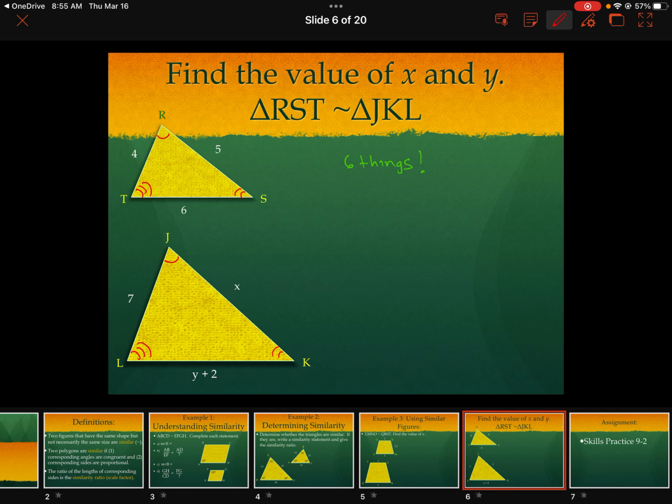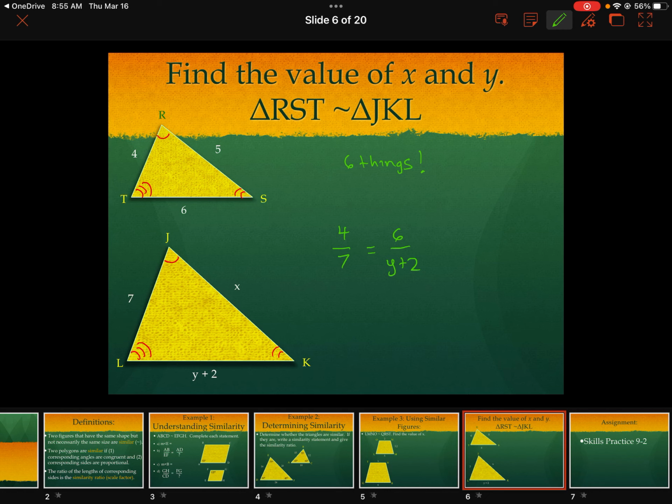Okay, so I can see that the 4 goes with the 7. They're both on the left. That doesn't mean they correspond because they're both on the left, but they do correspond because of the markings. So if that ratio is 4 to 7, every other ratio of sides, bottom to bottom, is 4 to 7. Right side to right side has to be 4 to 7. So that 4 7s has to be the same thing as 6 compared with y plus 2.